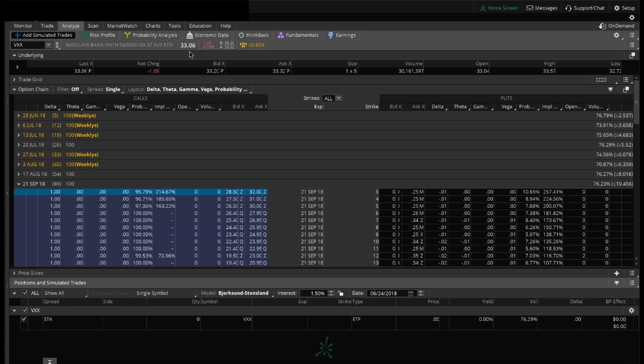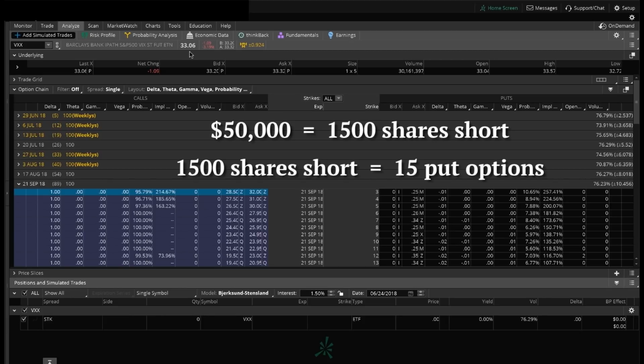But for our example, to make the math more efficient, I'm going to use $50,000. A trader willing to risk $50,000 can short 1,512 shares. When we leave a little bit of space for the higher fees involved, it would be about 1,500 shares to short. But if we want to control the same amount of short shares using just the option, we can buy 15 contracts.